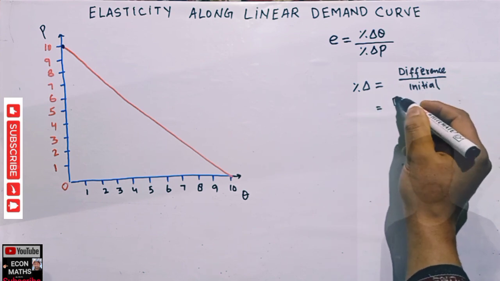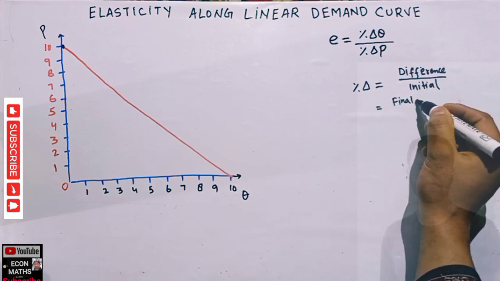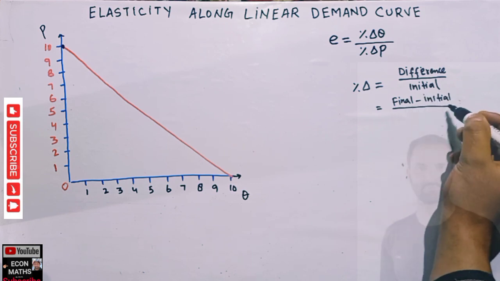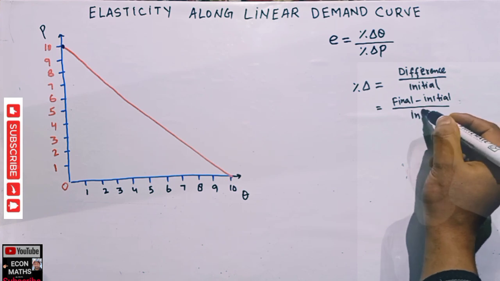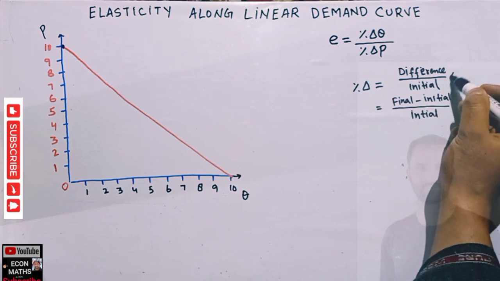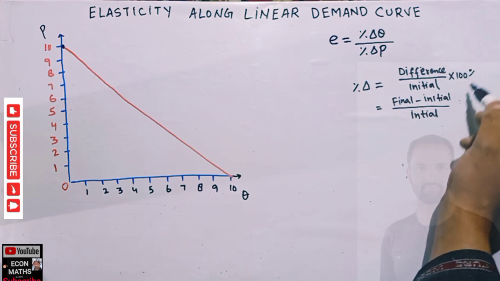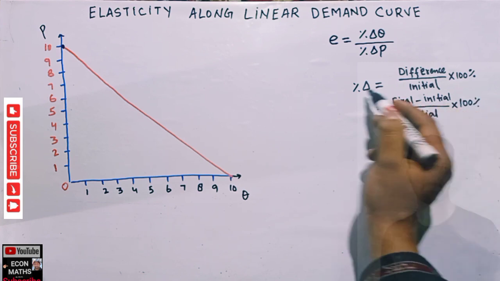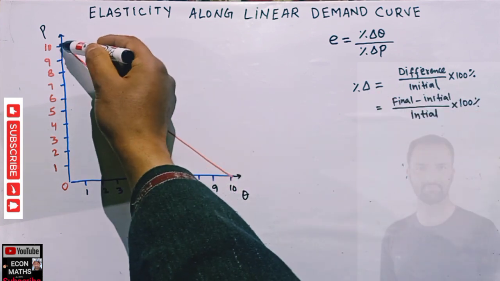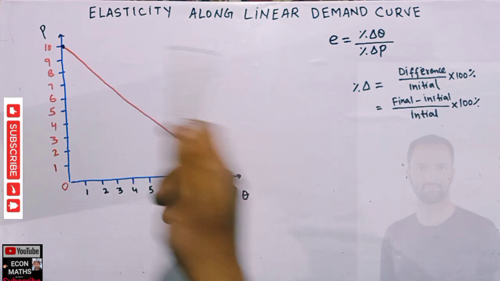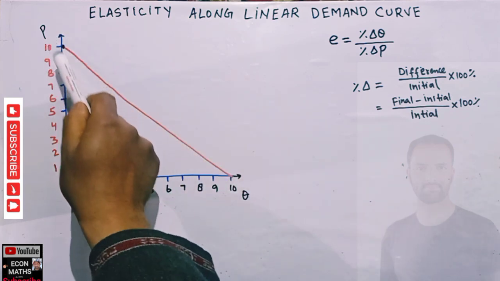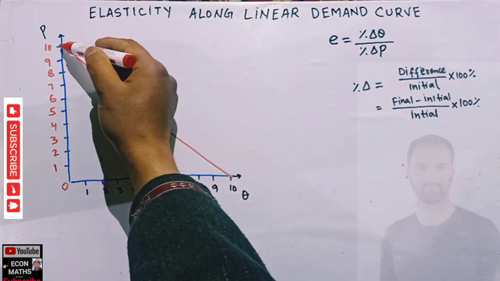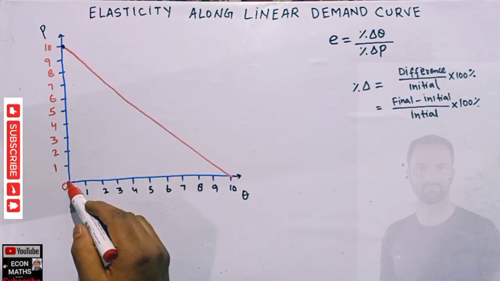We have 2 points here: final minus initial upon initial, and to this we multiply 100%. Okay, so I will explain it here. What does this mean? Let's take this point. Now if price drops from 10 to 9, what will happen to the quantity demanded? If price drops from 10 to 9, quantity will increase from 0 to 1.